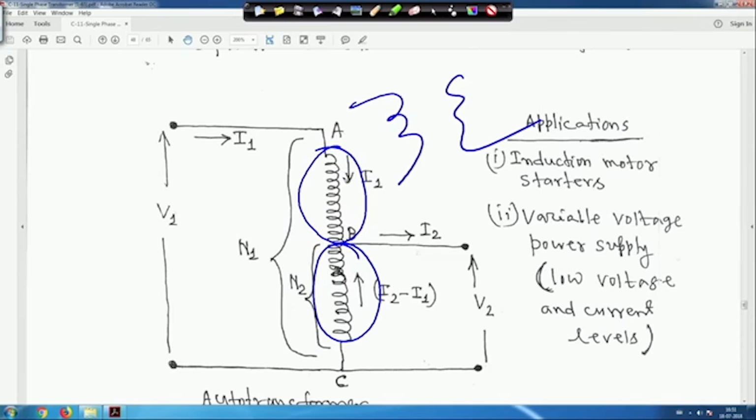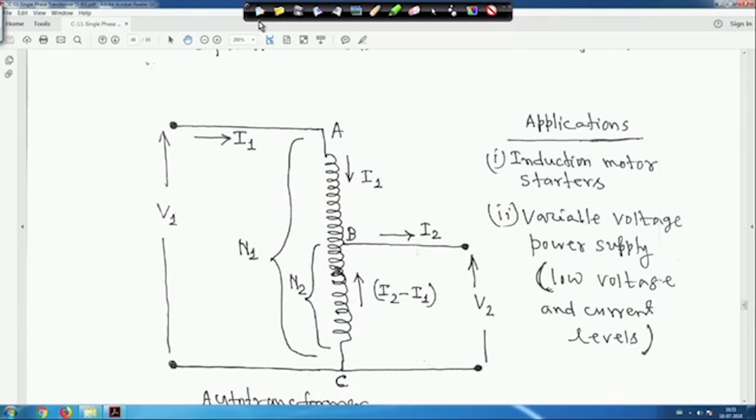So, if you consider this part, the current flowing here is I1, and if you consider this part, it is I2 minus I1. That means this part is one winding and this part is another winding, like a two winding transformer, whatever we have studied so far. The current flowing through this is I1, and if a load is connected, this is I2. If you take it in this direction, the current will be I1 minus I2, but I have taken it in this direction, so it will be I2 minus I1.